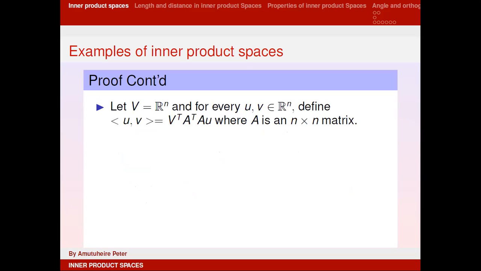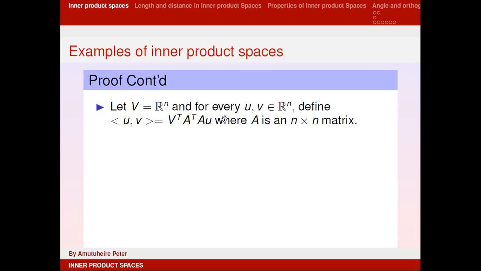This is another example. We have V, which is Rn, and for any two vectors u, v in V we define the inner product of u and v as v transpose times A transpose, then A times u.